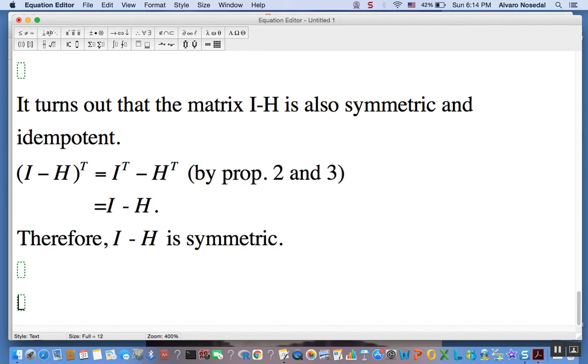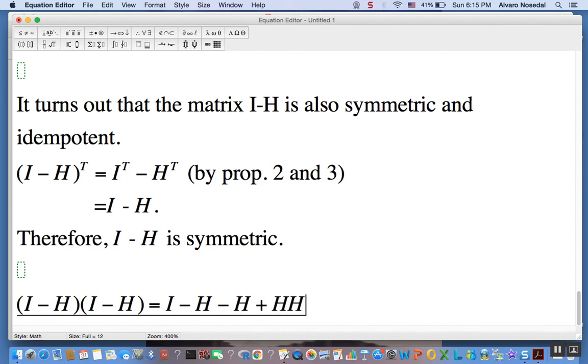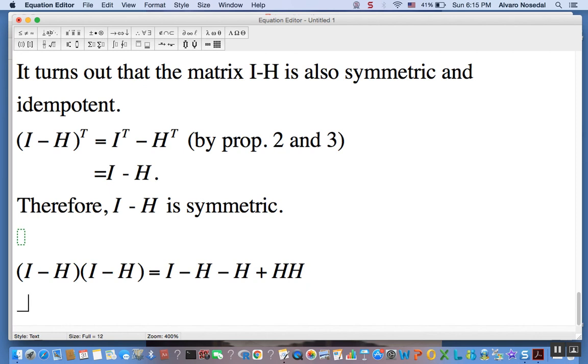Let's see if we can show that I minus H is idempotent. So we would have I minus H times I minus H, right? We know that that would be the identity times the identity, and the identity times minus H, that's going to be just I minus H, right? Then we would have minus H times the identity, that's going to be minus H, and minus times minus H times H. So minus times minus, that's a plus, H times H, right? Okay, there we are.